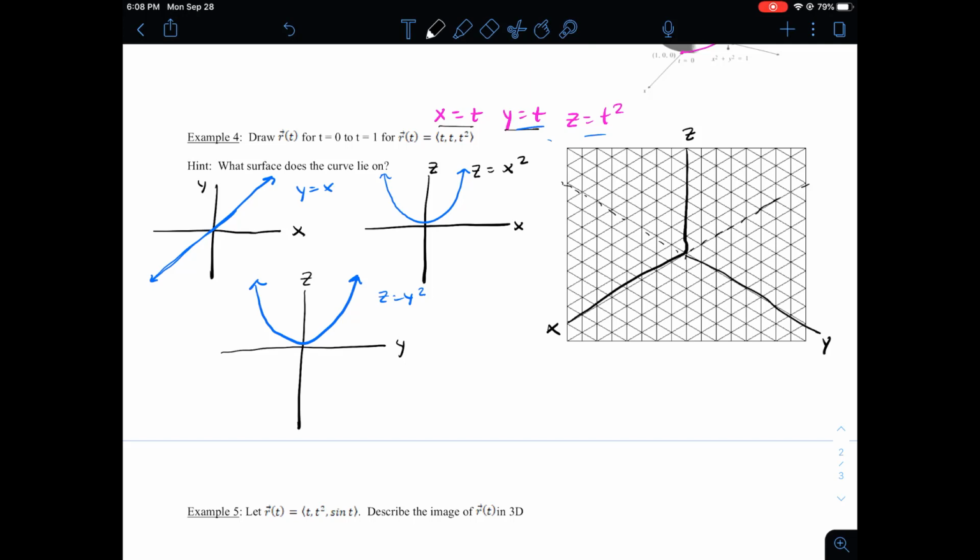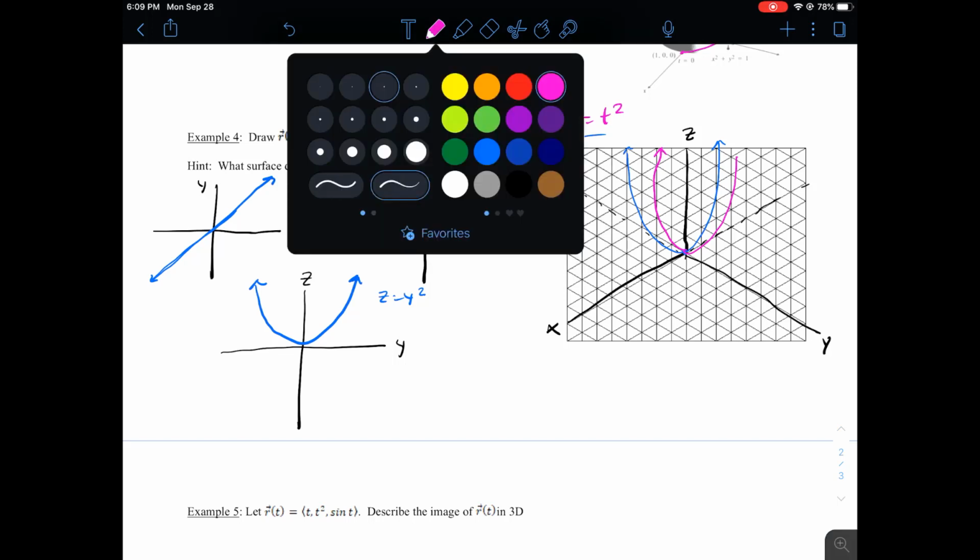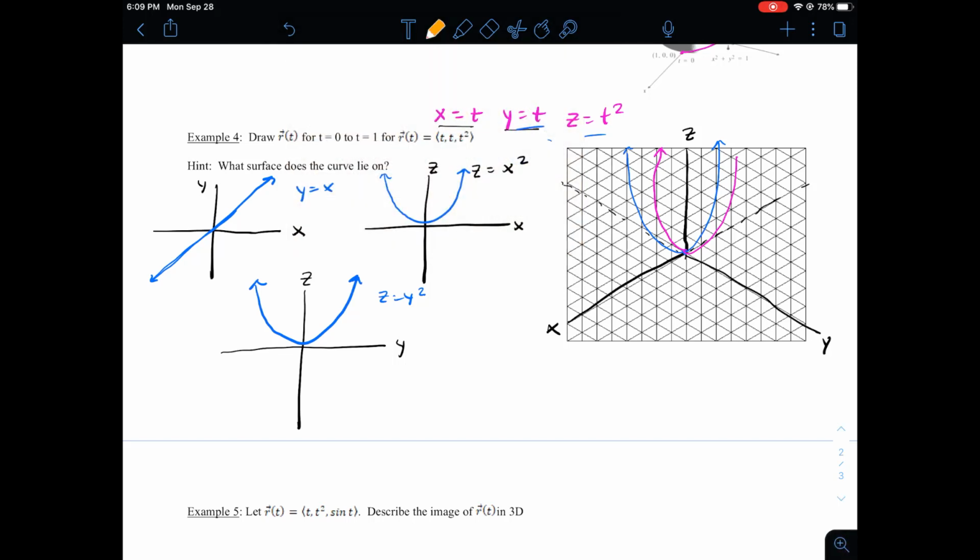In the XZ plane, you're seeing some kind of parabola like this. I'll do the YZ plane in a different color. In the YZ plane, you're also seeing a parabola like this. So really, this shape that we're seeing is lying on a paraboloid, this kind of spinny top looking thing.